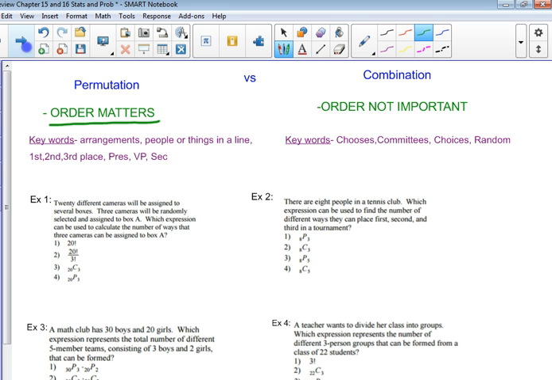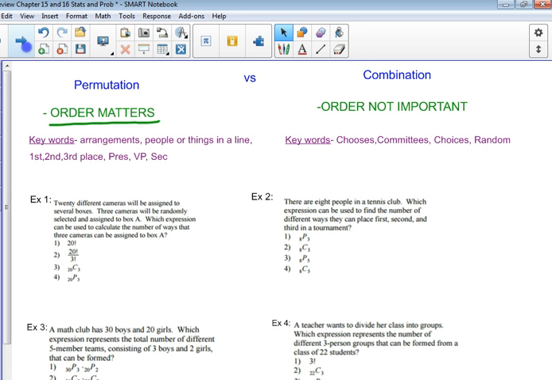Some key words for permutation are arrangement, people or things in a line. Because if you're waiting at Dunkin' Donuts in the morning, does it matter if you're first or last? Yes, the order you're in is very important. If you're running a race, does it matter if you're first, second, third place? Yeah. Same thing if you have people running for office, like president, vice president, secretary, those people are in different spots, so their order is important.